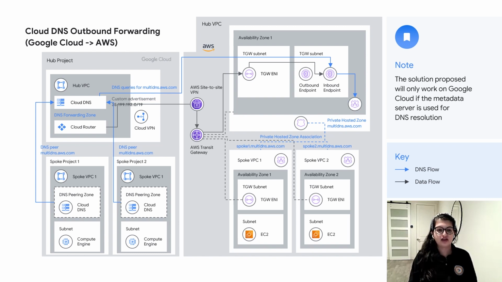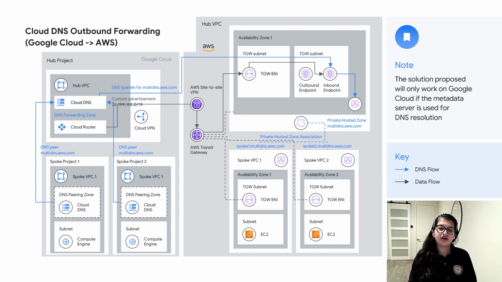The DNS forwarding zone also sends the DNS queries to the inbound endpoint that is associated with the hub VPC. Now, the Route 53 resolver inbound endpoint uses the VPC plus 2 resolver, and the private hosted zone that's associated with the hub VPC already has records for spoke1.multidns.aws.com and spoke2.multidns.aws.com, and that's how the query resolution works.